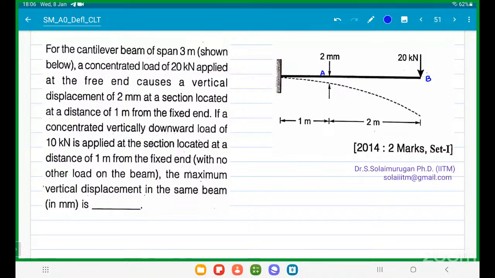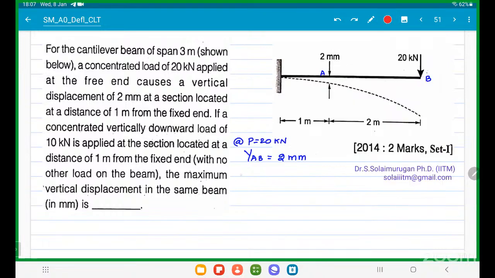Correct? Shall I say that Y AB equal to 2 mm? Correct? Yes, right. Y AB, so this is for which load? At P equal to 20 kilonewton. Correct? But in the final question, they are asking if I apply 100 kilonewton. Now, second step.